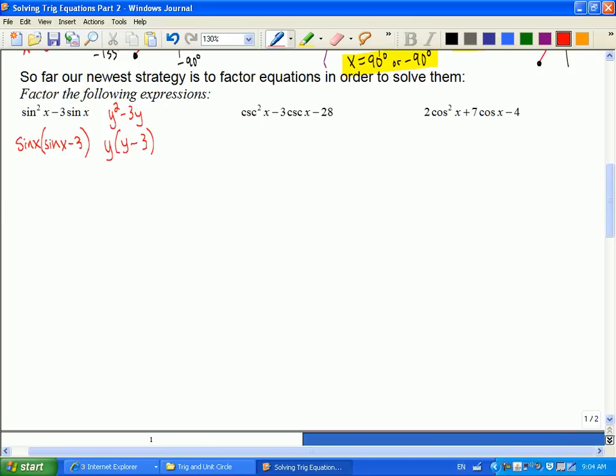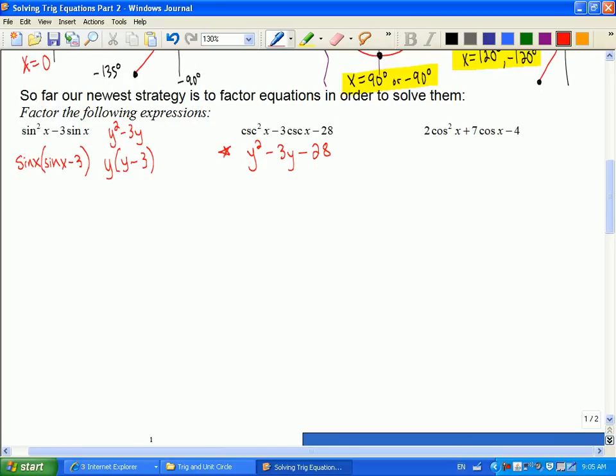So the next one is trickier, right? It's not going to factor quite the same way. But again, I'd like you guys to work on this one. Pretend you're dealing with this. If you have a hard time working with the trig right now because it's brand new, this is the same problem you did last year, but now we're doing it with cosecants or sines. So think about it this way and give it a try.